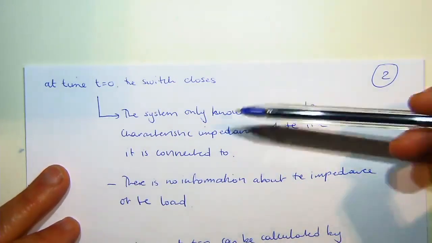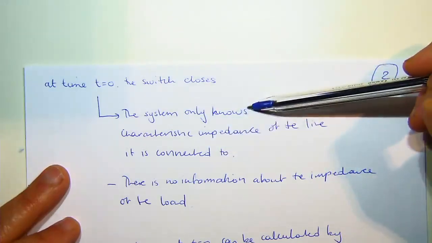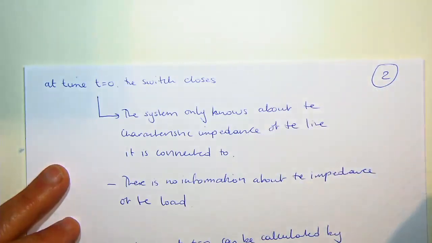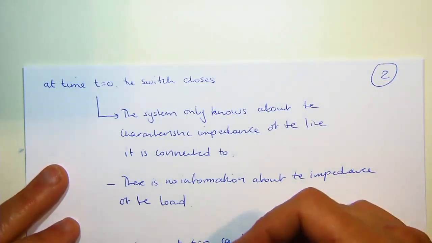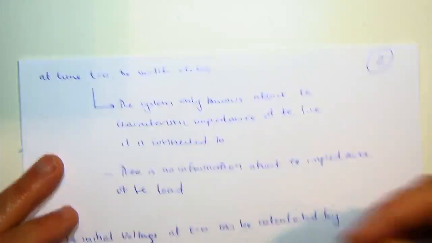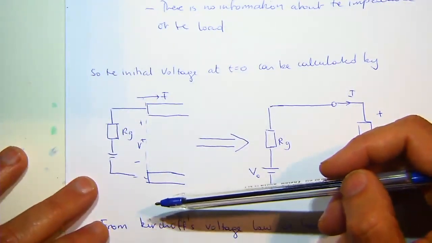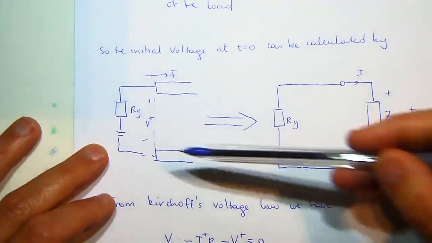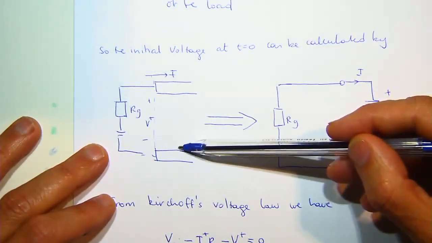So all we're saying is, at some time t, we're going to close this switch, and as far as the system's concerned, the only thing that it knows is, hey, the source is connected to this characteristic impedance. It doesn't know anything about the load at the moment. All right, is that what you're going to say? Okay, good. So it doesn't know anything about what's happening at the load.